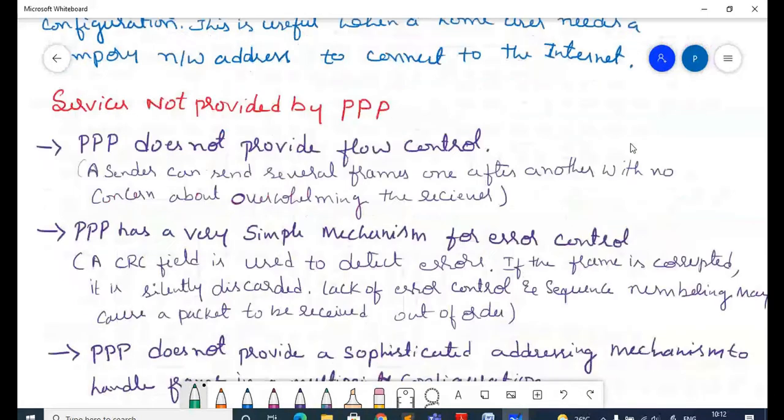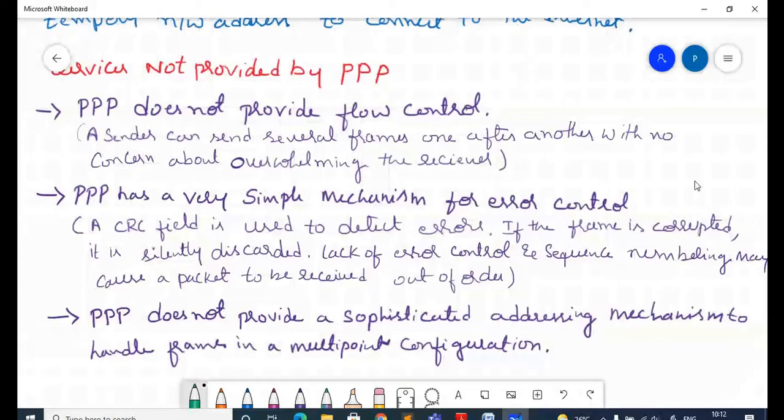Then what is the point-to-point protocol not going to provide? What are the services it is not going to provide? These are the services not provided by point-to-point protocol. It is not going to support these things. Point-to-point protocol does not provide flow control. So what is the meaning of flow control here?